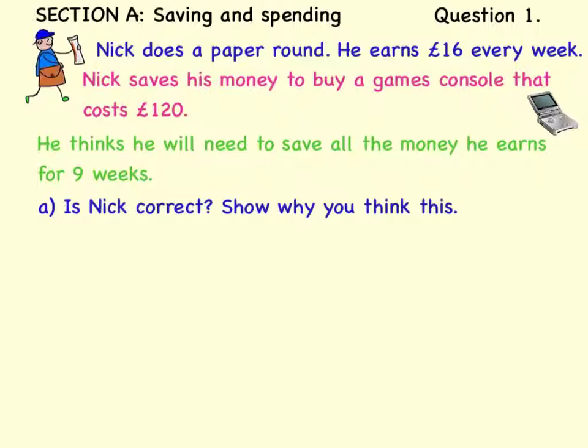This is section A, question 1. Nick does a paper round. He earns £16 every week. Nick saves his money to buy a games console that costs £120. He thinks he will need to save all the money he earns for 9 weeks. Part A of this question, is Nick correct? Show why you think this.